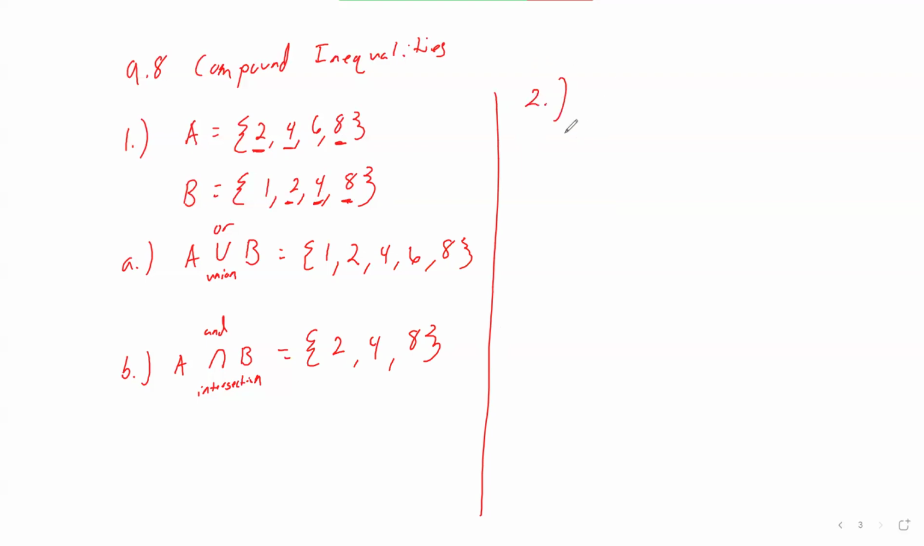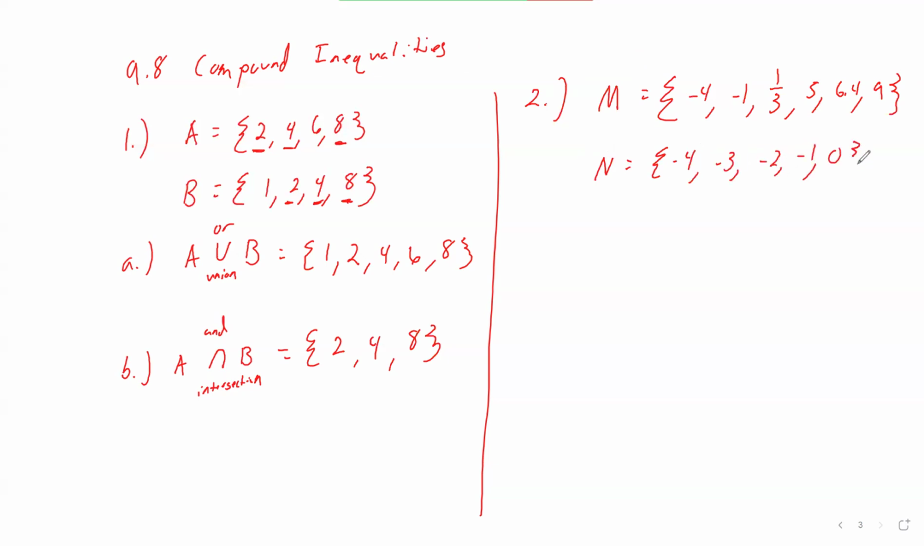Again, I want you to find the union and the intersection of these two. So M is equal to the set of -4, -1, 1/3, 5, 6.4, and 9. N is equal to -4, -3, -2, -1, and 0. So in part A, I want you to find the union. So I'm going to, not an actual U, it looks like a U. There you go. Union of, in this case, M and N.